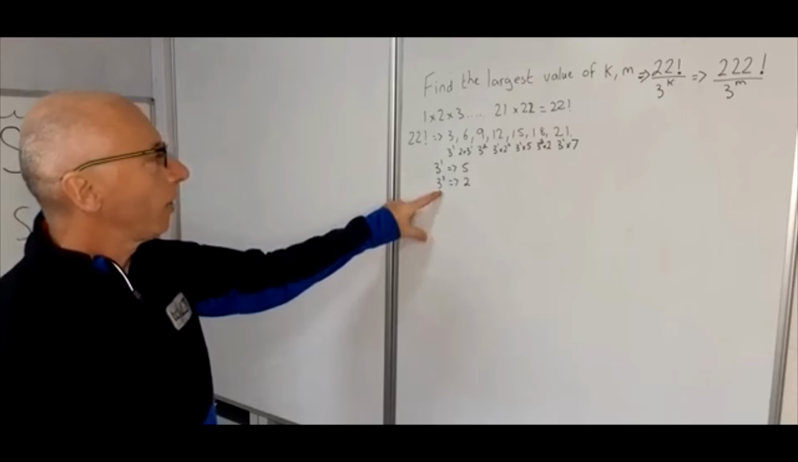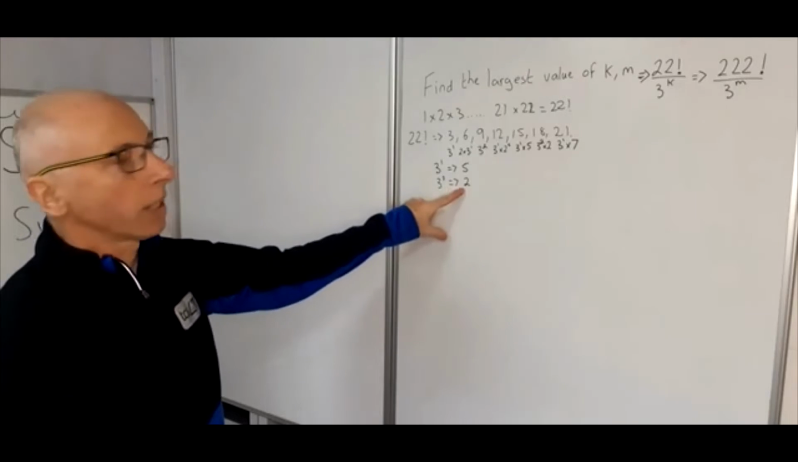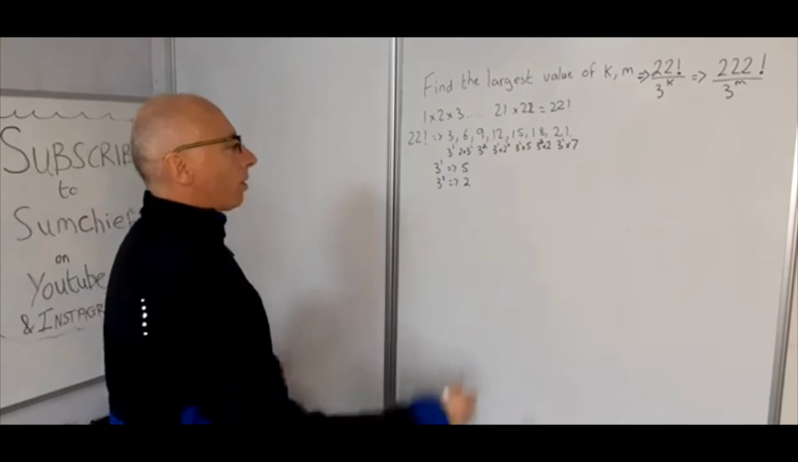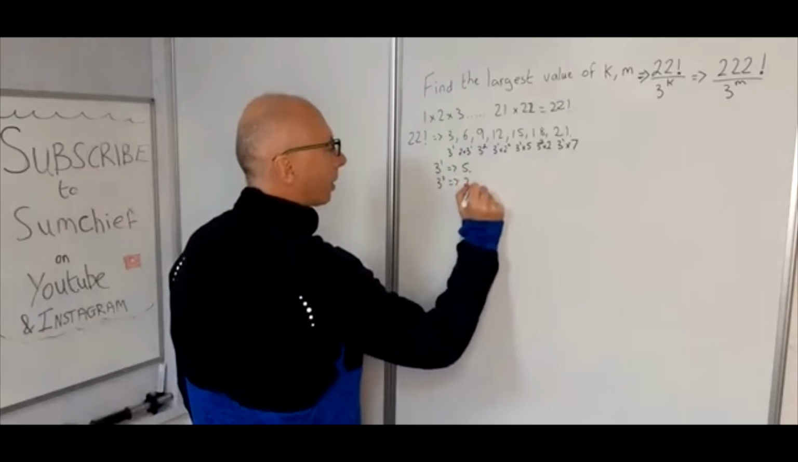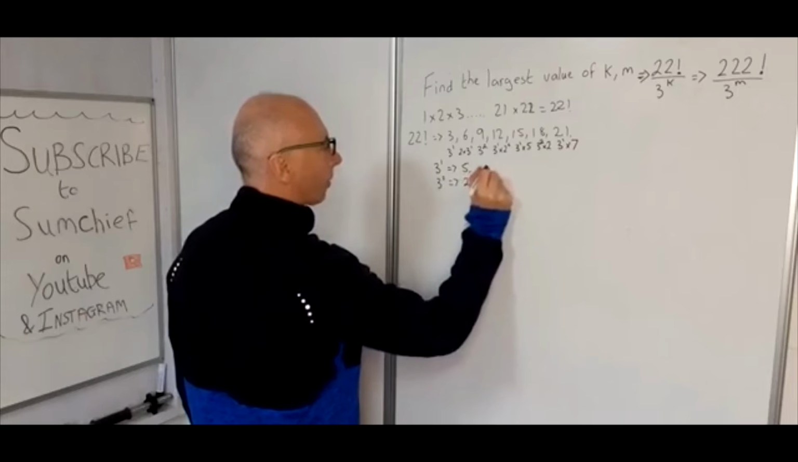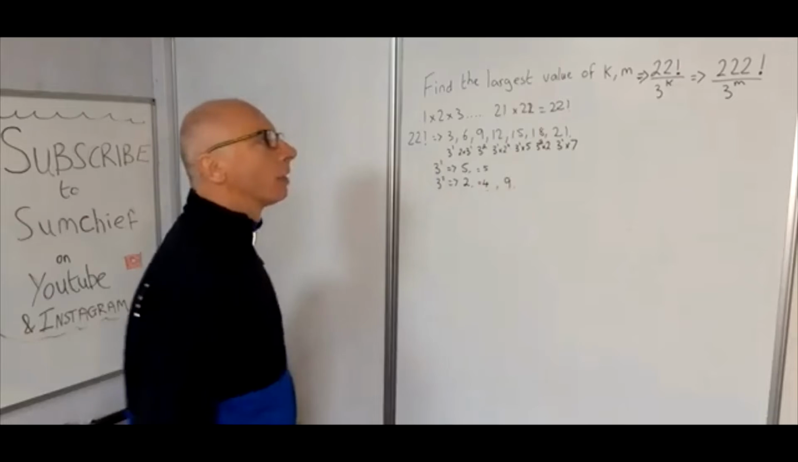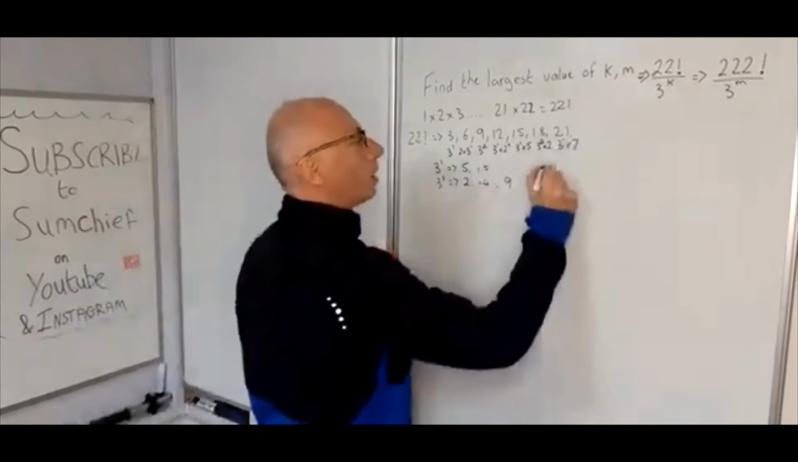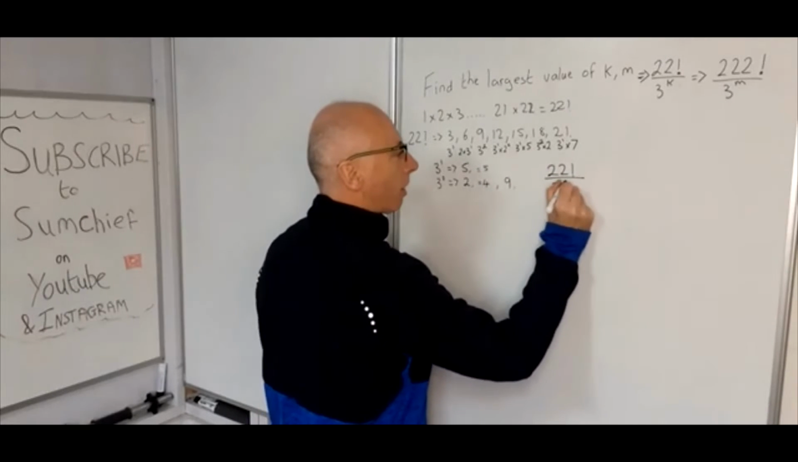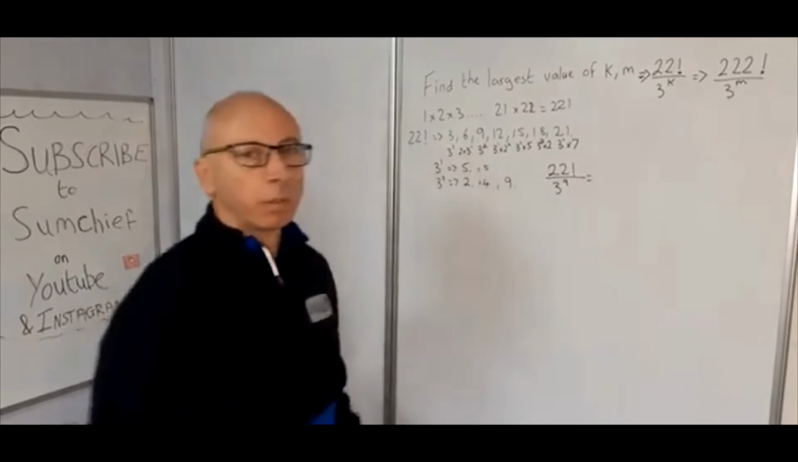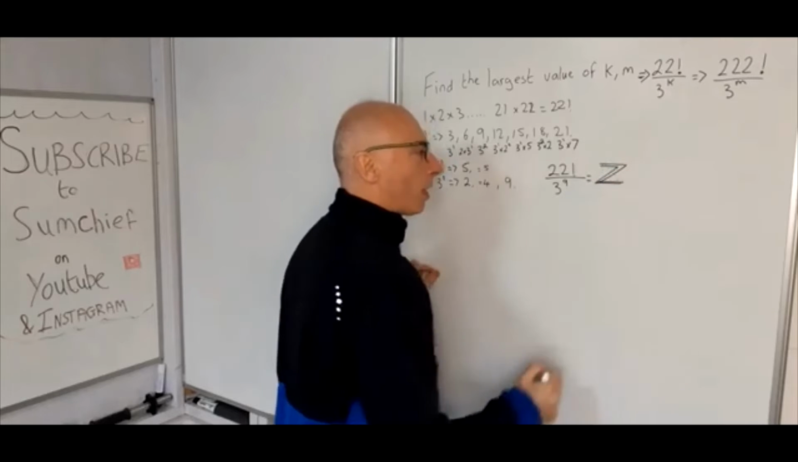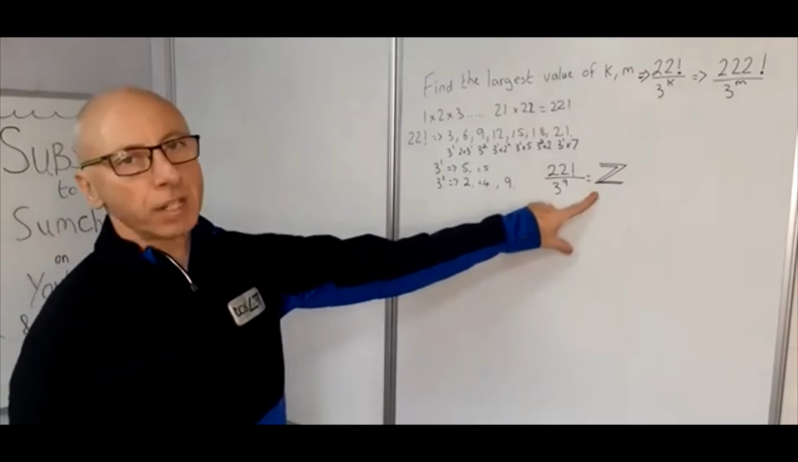What we're interested in is the power of 3. So this one here is 5, and this one here is 2 squared, so that's going to be 4. So this one is 5, that's 4. So basically 22 factorial divided by 3 to the power of 9 will yield an integer with no remainder. So just by looking at the prime factorization, we know that this number is an integer.